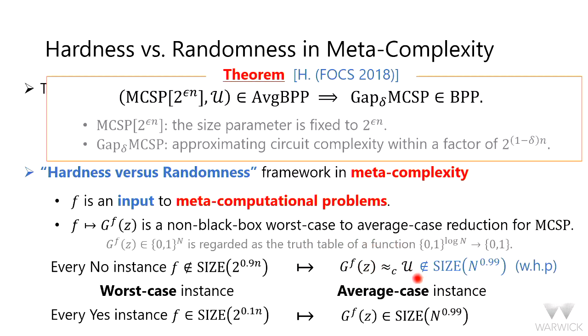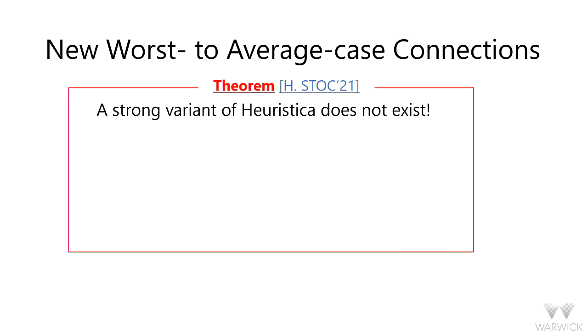We can show that if you take a uniform distribution, it's with high probability a no instance, and you need to relate the probability that the algorithm accepts by using this inequality. Well, in the next result, I will explain in more detail, so hopefully it makes it clear. Okay, so in the next result, by using this kind of idea, we can get new worst-case to average-case connections.